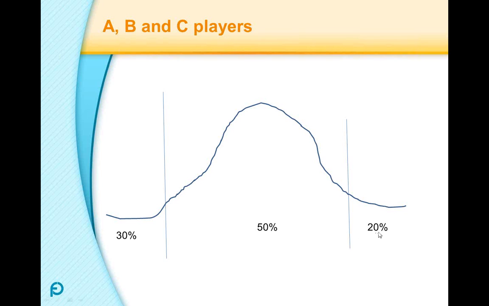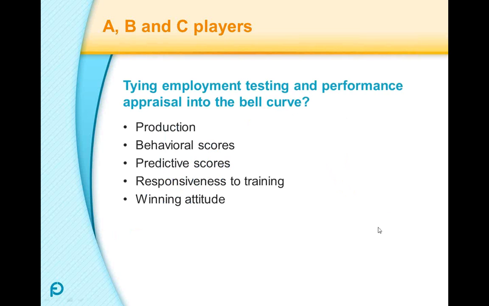But these are the C players. They're the lower 20%. These numbers are not arbitrary. This is actually taken from some readings and some things that I was privy to, of how Jack Welch used to do performance appraisal at General Electric, when he was at the helm prior to 2011 when he retired. So these are your C players down here.